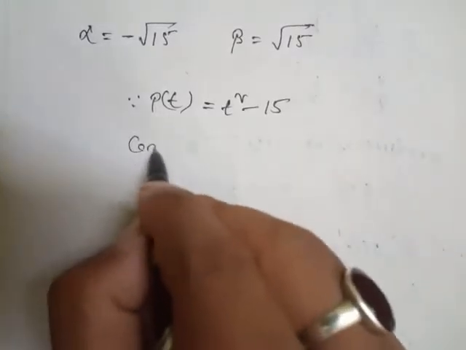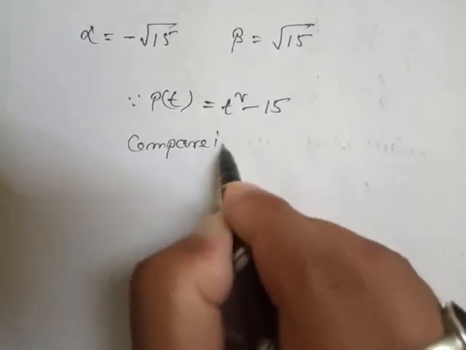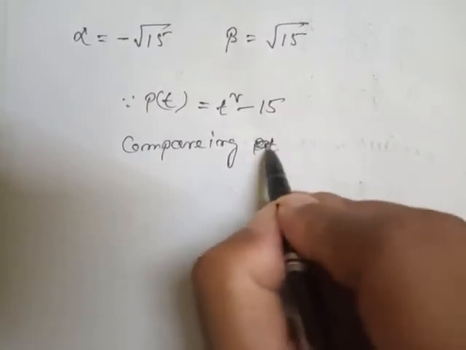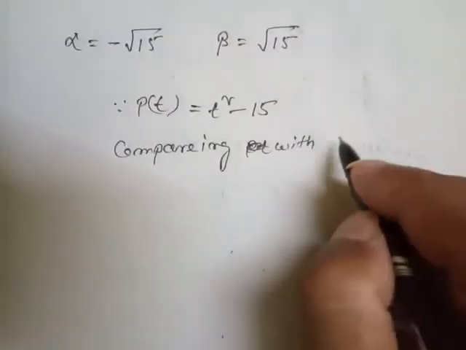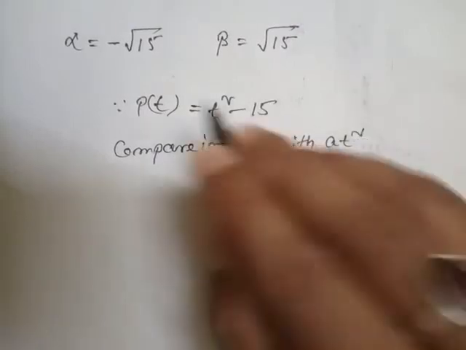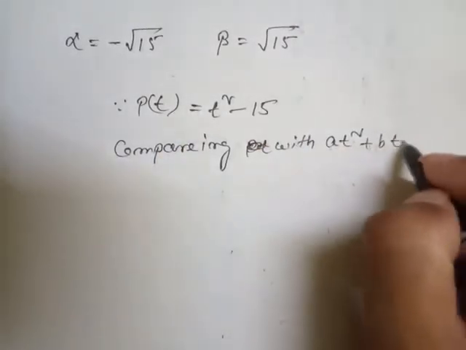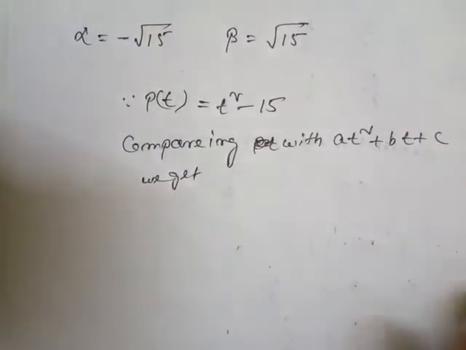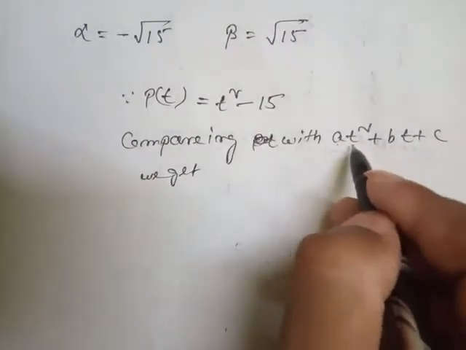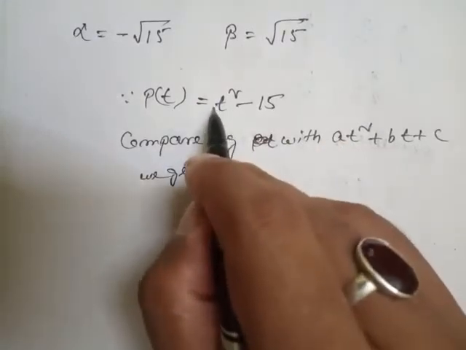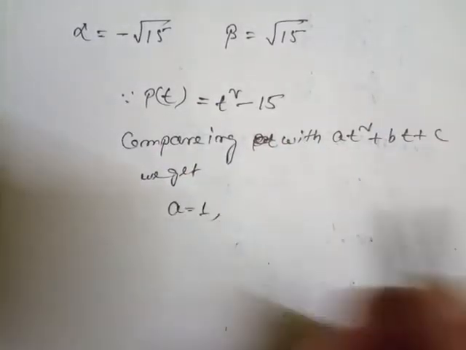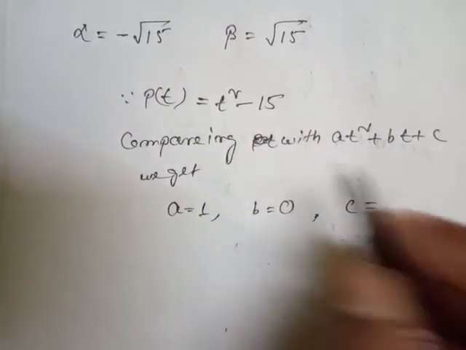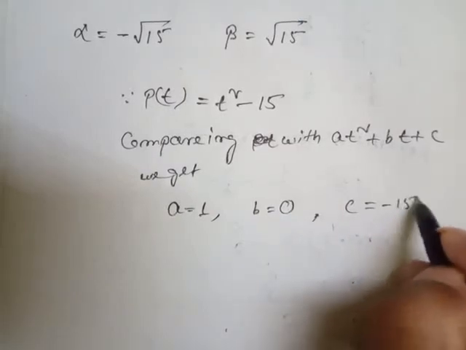Now if we compare, comparing p(t) with a t square plus bt plus c, since there is t, that's why a t square plus bt plus c, we get a is the coefficient of t square, there is nothing, means 1, so a equal to 1, b nothing means b equal to 0, c equal to minus 15.